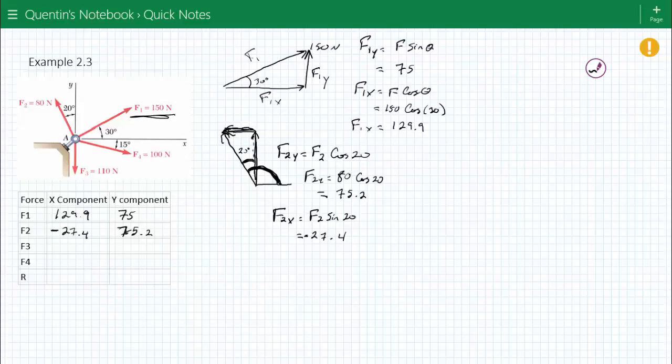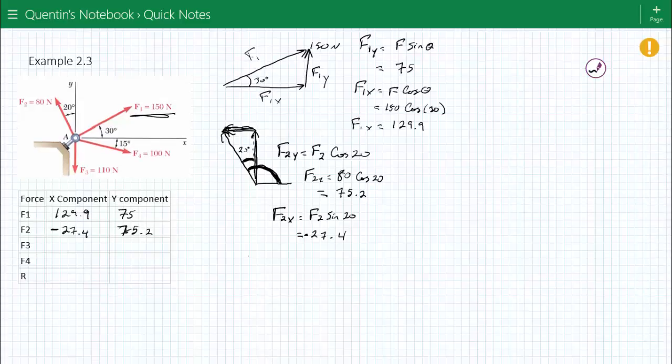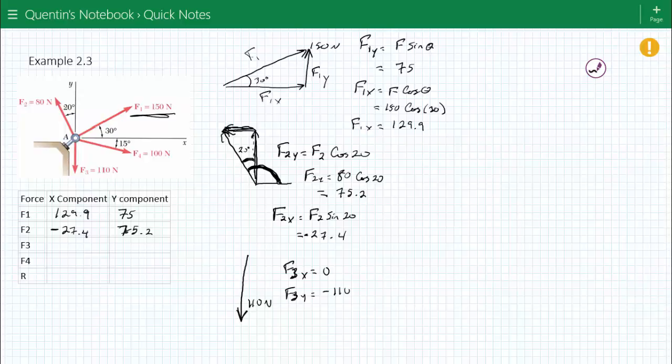Okay, the third force is straight down. Here's this force, and this is 110 newtons. Okay, so F3 in the x is what? Well, it's 0. You can just see that it's 0. And F3 in the y is the full minus 110 because it's going down. So let's put that in here. So this is going to be 0 and minus 110.